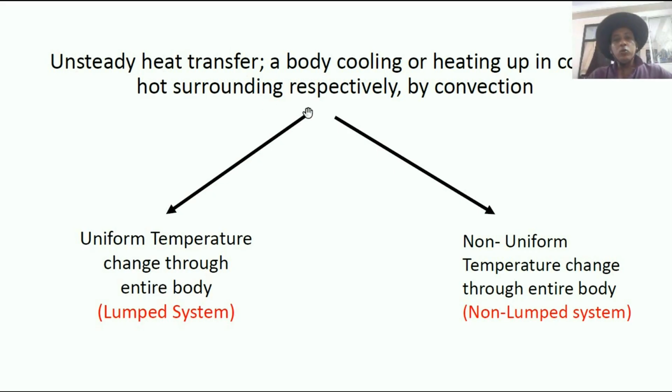Unsteady state heat transfer can be categorized into two types: uniform temperature change through the entire body, meaning temperature is changing but uniformly, which I will explain with an example, and non-uniform temperature change through the entire body. The uniform temperature change is called a lumped system, and the non-uniform temperature change is called a non-lumped system. By example we will learn what these two are.